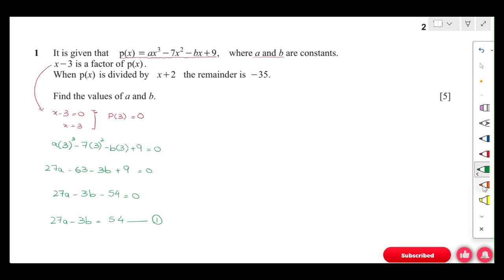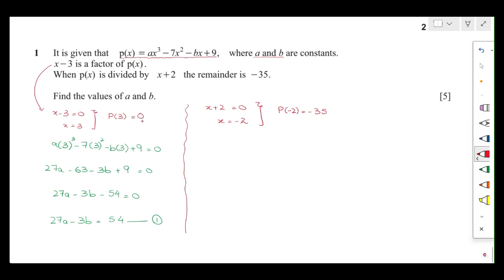Okay, now we have to solve the second equation by using the condition that when the polynomial is divided by x plus 2, the remainder is negative 35. So what does this mean? It means when you put x plus 2 equals 0, your x is equal to negative 2. So this means that in the polynomial, when you put x equals negative 2, your remainder is negative 35. For a factor, the remainder is 0, but here your remainder is negative 35. So now let me solve this one.